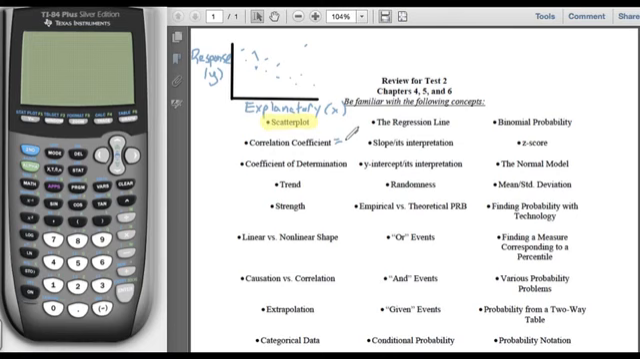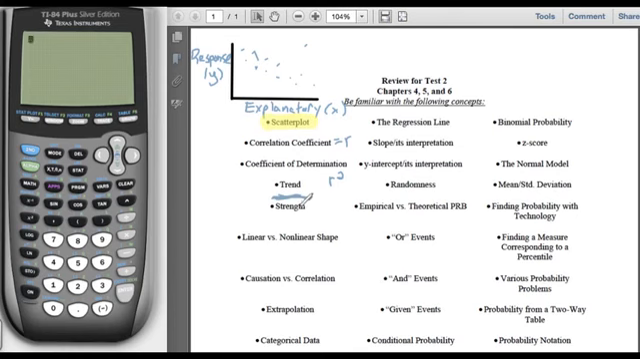Moving down to the next term, the correlation coefficient. Recall that's just r. R is between -1 and +1. Can be strong, moderate, or weak based off of that r. Where the coefficient of determination, that's r squared. And that's the percent of variation in y, your response, that's explained by x.